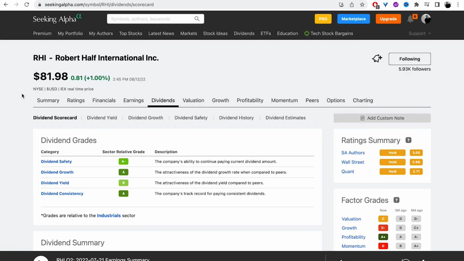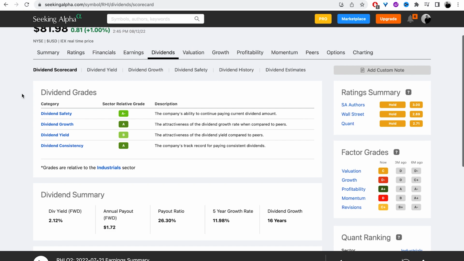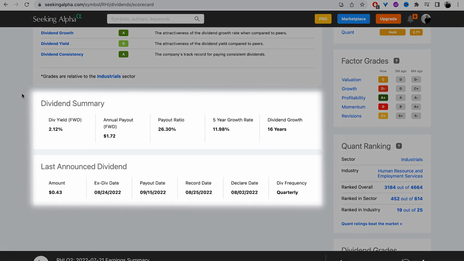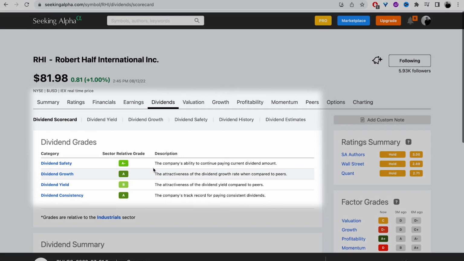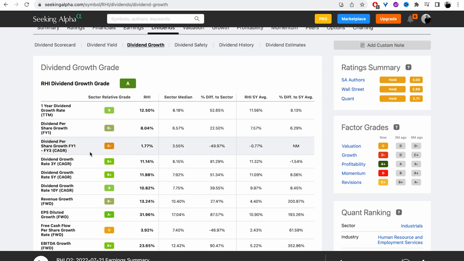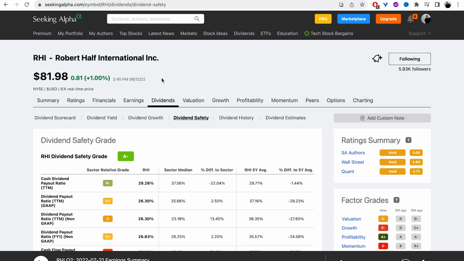And most importantly for us dividend investors, Seeking Alpha gives you insight on any company's dividend stats if they pay a dividend. So right here on this, called the dividend scorecard page, you can see the forward dividend yield, the payout ratio, the 5-year growth rate, the dividend growth, and all sorts of information on how much a company is going to be paying in dividends, when they're going to be paying it, and how frequently they pay it as well. And we can even see other metrics, like you can take a look at the dividend growth to try and forecast what your yield on cost might be down the road, showing the growth rates, showing the dividend safety score, which is huge.